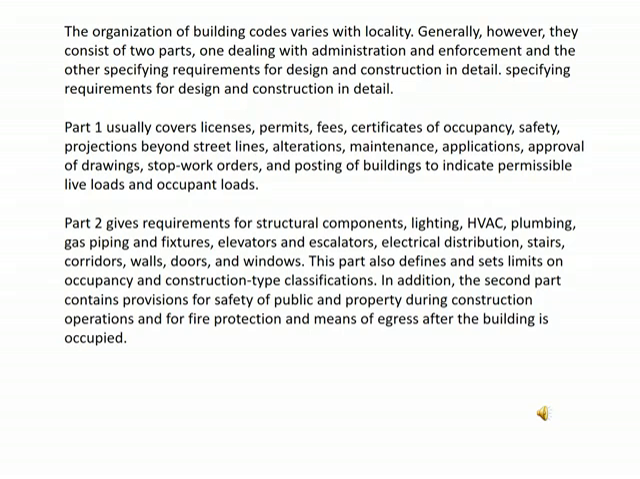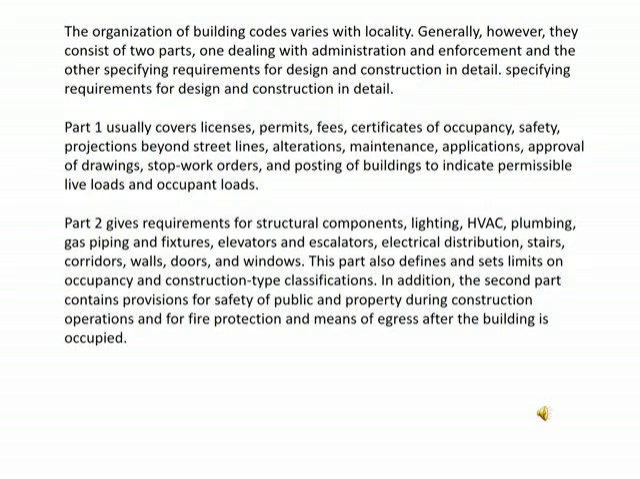Part one usually covers the license, permit fee, certificate of occupancy, safety protection beyond the street lines, alteration, maintenance, application, approval of the drawings, stop orders, and posting of the buildings to indicate the permissible live loads and the occupant loads. So those are part one.